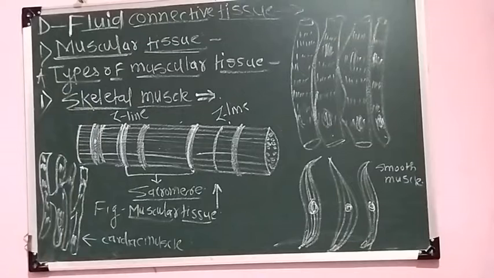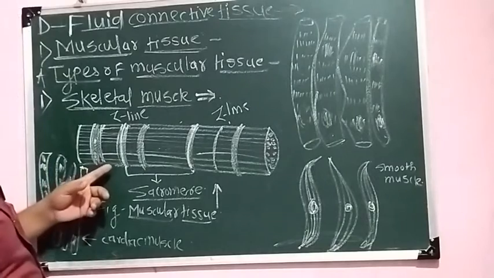These consist of many fasciculi, F-A-S-C-I-C-U-L-I, which are wrapped by a connective tissue called the epimysium, or the fascia, F-A-S-C-I-A. So these skeletal muscles consist of many fasciculi, and these fasciculi are wrapped by connective tissue called the epimysium or the fascia. Each fasciculus consists of many muscle fibers, which are made of myofibrils.